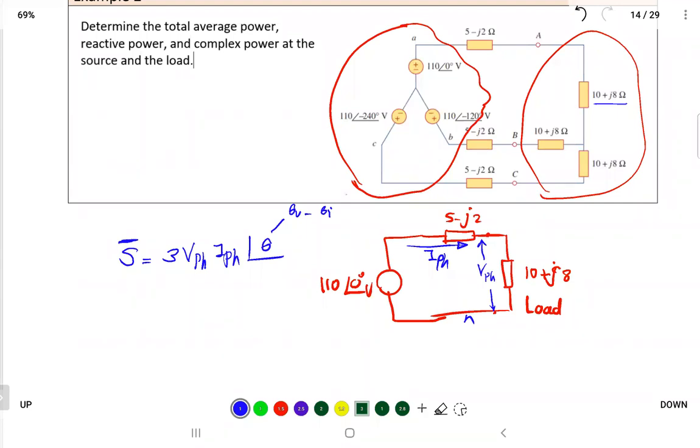Some people use different notation. They don't put anything there, and the apparent power they write like that, which means the magnitude. So we might use that. So that's the apparent power, and this is the complex part.